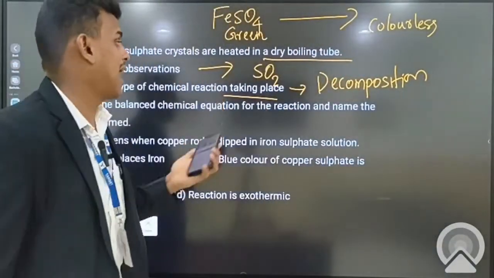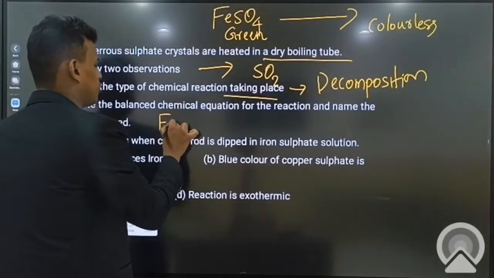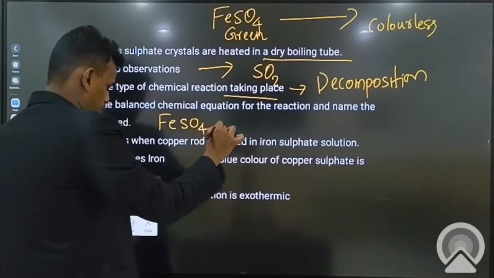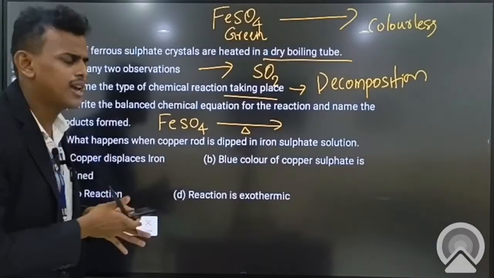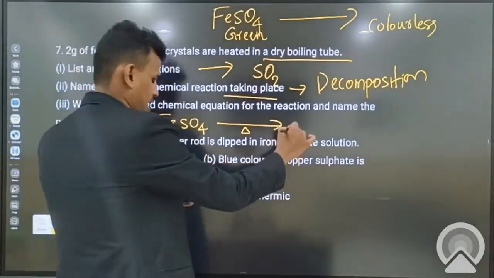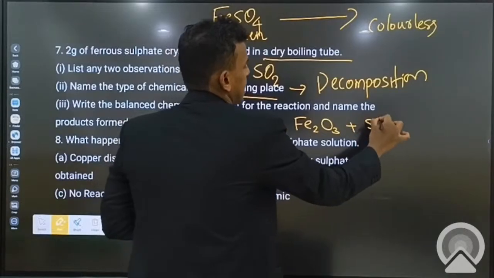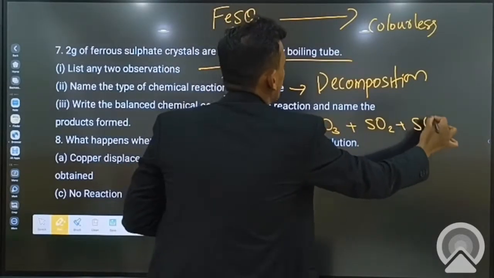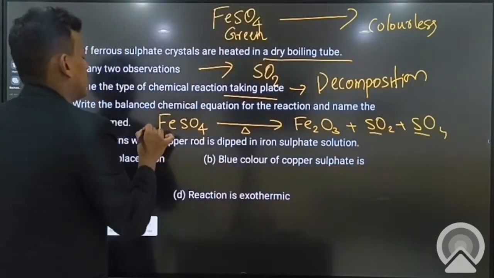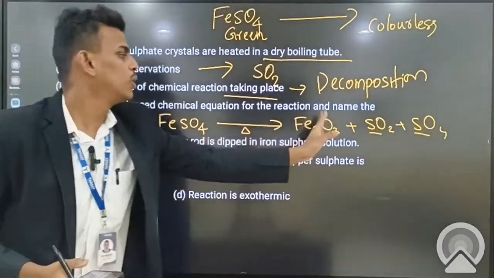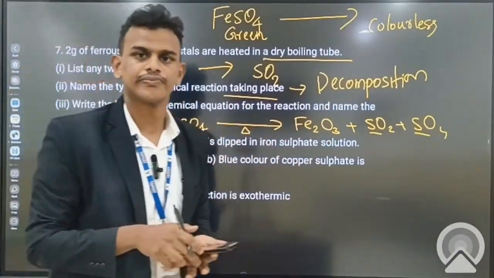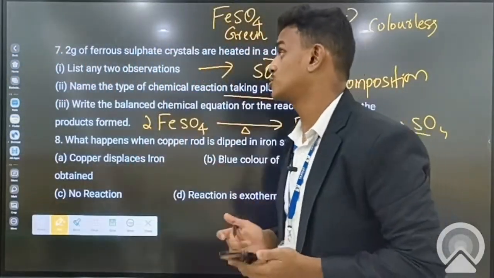Okay. The balanced chemical equation is FeSO4. We have taken FeSO4 and we are heating. Nothing else is there, only one reactant. After the reaction, you will get Fe2O3 plus SO2 plus SO3. You can see 2 sulfur is there on the right, only one sulfur on the left. Put a 2 here. Fe2, everything is balanced. Okay. So this is thermal decomposition.